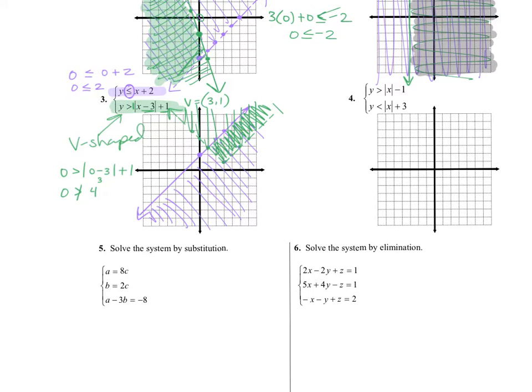Next one, this one's kind of fun. I like this one. We have y is greater than the absolute value of x minus 1, and y is less than the absolute value of x plus 3. Okay. Remember when the plus and minus is outside, that's just moving up and down. So it's V-shaped, and we're moving up and down. So for the purple one, we're moving down 1 from (0, 0), and then our slope is up 1 over 1.